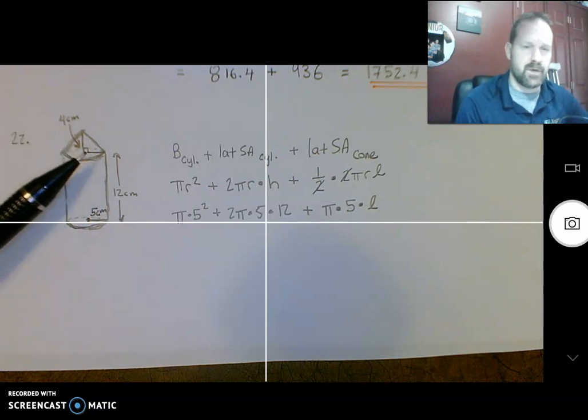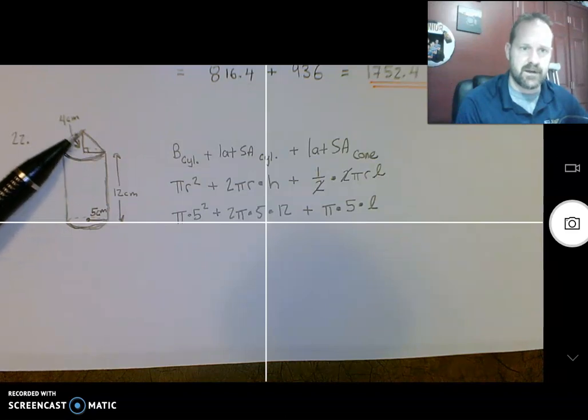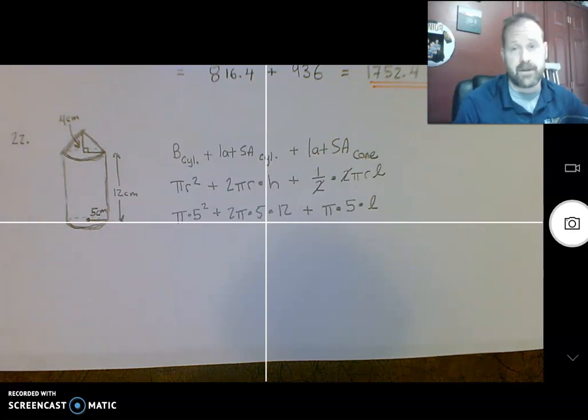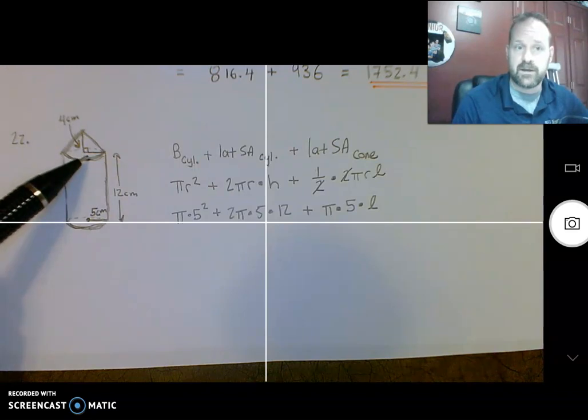I bet there's a way I could figure out what this is. I imagine if this was 4, this is 5. Oh, the Pythagorean. Oh, yeah, or Pythagorean, depends how you say it. Pythagorean theorem. This would be, so let's do that off to the side.